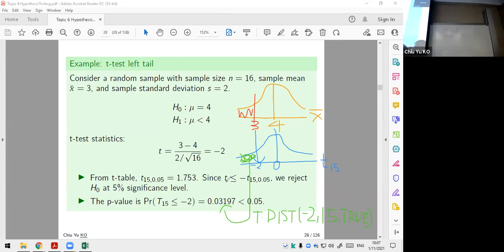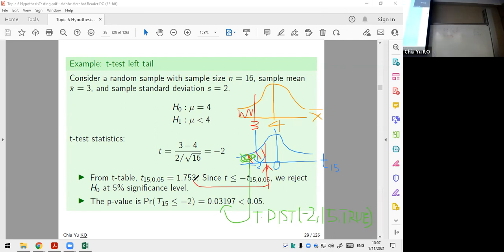The next question is the critical value method. What is this area if it is 5%? This is another method. You don't need to do both, you just need to do one. But in case you want to do the critical value method, you want to calculate this area, which is T15.